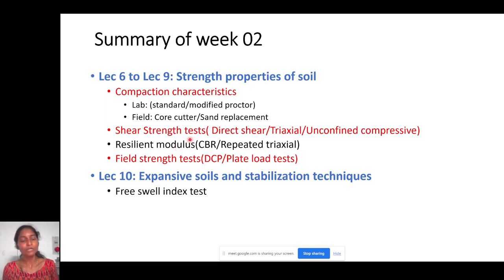This resilient modulus is mainly used to design the pavement. So this is the input to design the pavement. So we need the resilient modulus test. For that we have two.